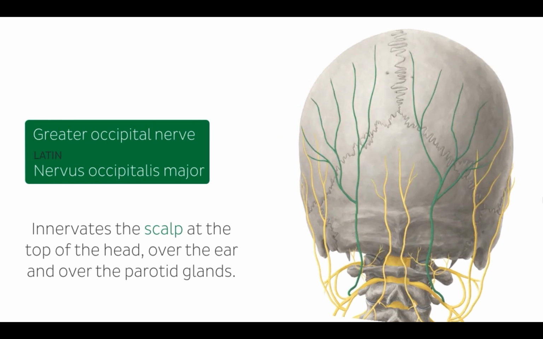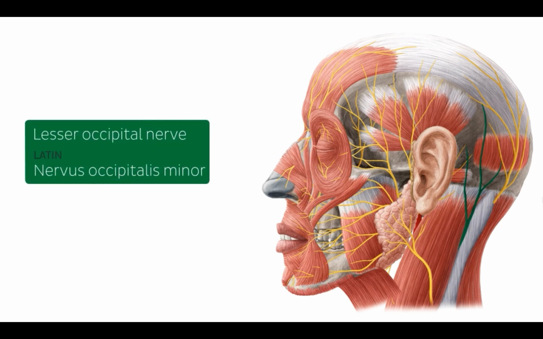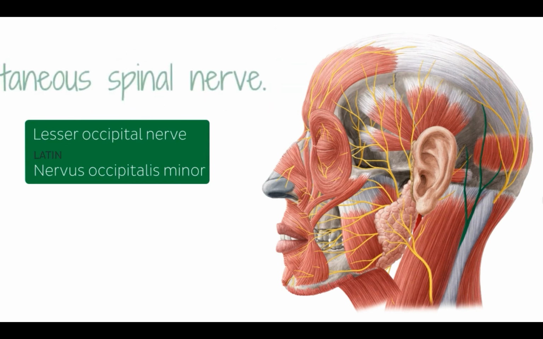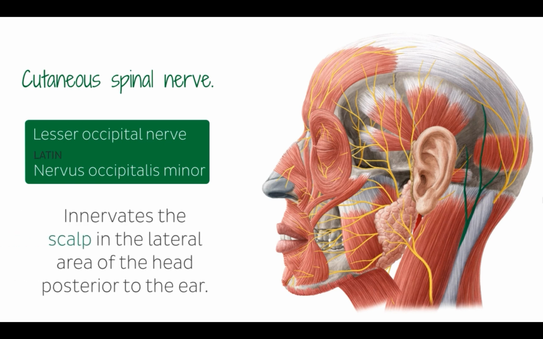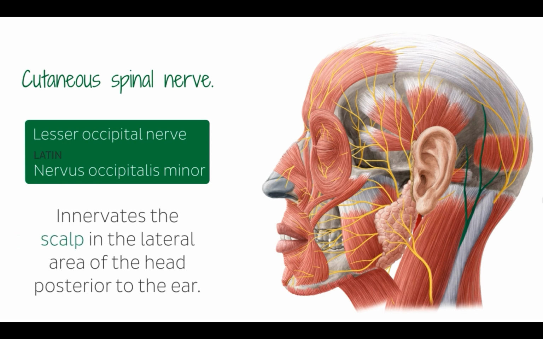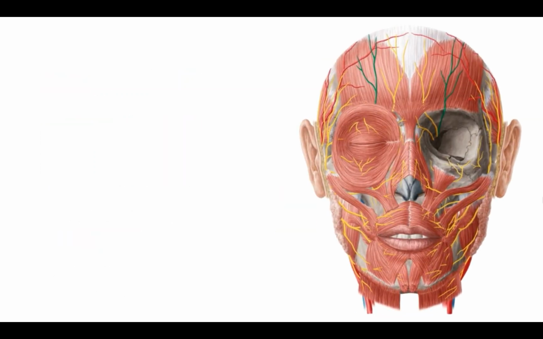Next, we're going to be turning again to the lateral side where you see this structure highlighted, which is one of the two lesser occipital nerves. Now this nerve is a cutaneous spinal nerve which arises between the second and third cervical vertebrae, along with a greater occipital nerve. The lesser occipital nerve is going to be innervating the scalp in the lateral area of the head, posterior to the ear.